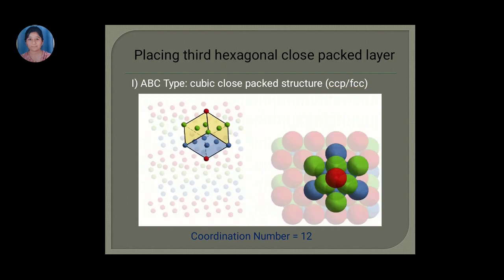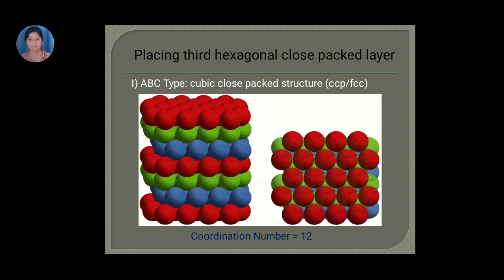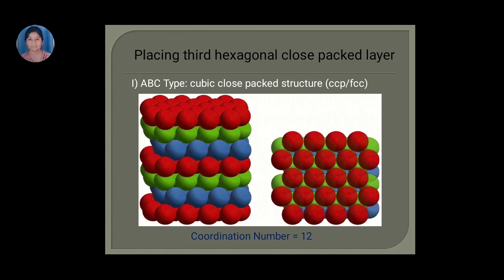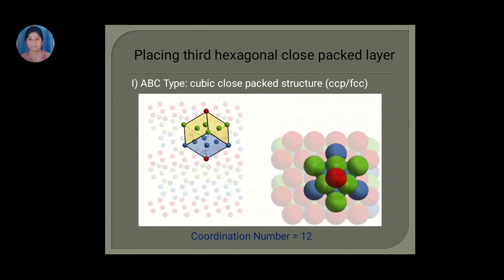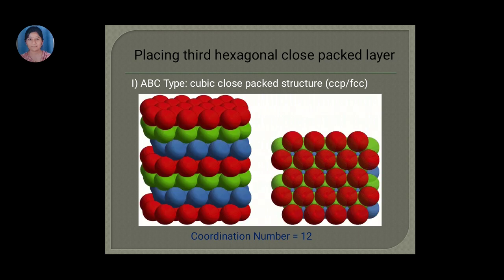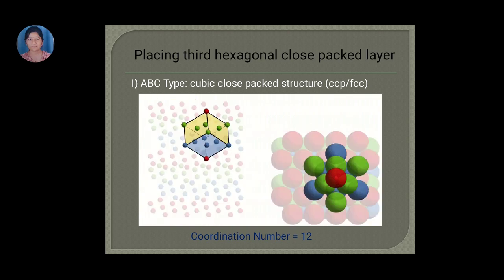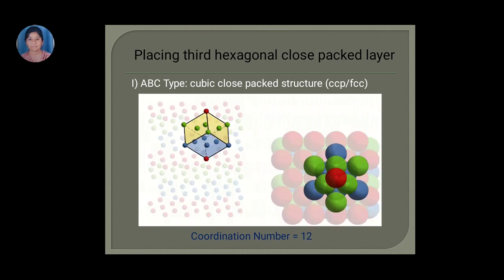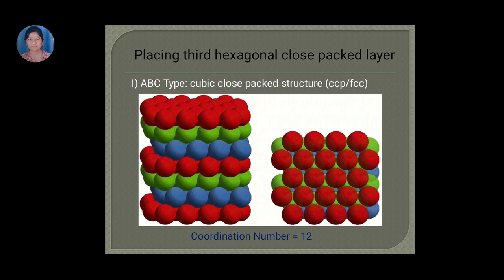So let us have a look at it. Over here, this is the layer A with red colored balls, this is the layer B with green colored balls, and the layer C with blue colored balls. If you see, all the layers are arranged differently. A has a different arrangement than B and C, B has different than A and C, and C has a different arrangement than A and B. And all the red colored layers are arranged in the same manner, all the B type are arranged in the same manner, and C in the same manner, but they are different from each other. So this is how we get the ABC type.